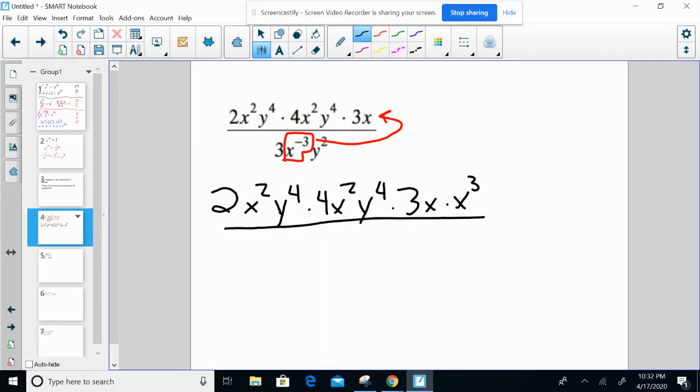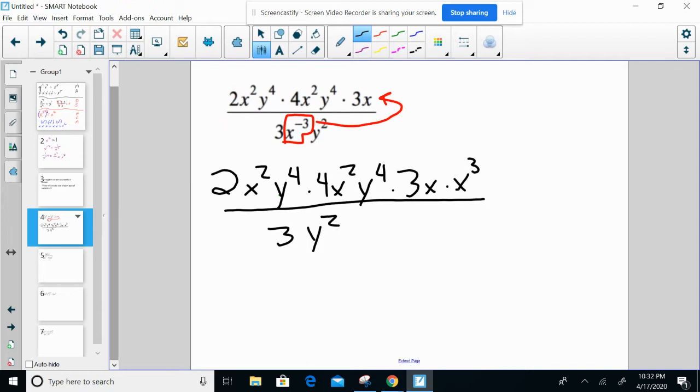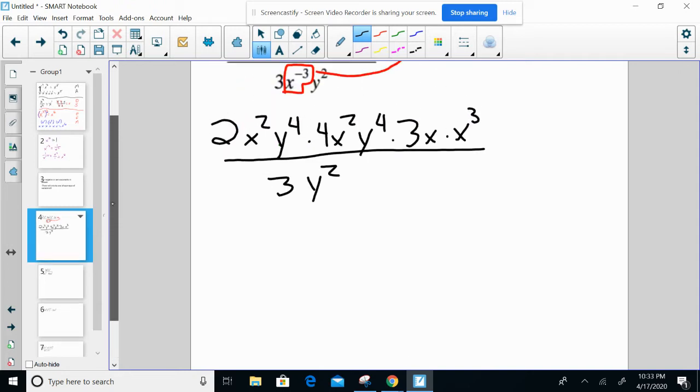And on the bottom, the 3 stays. Please remember the 3 is separate from the x to the negative 3. The only thing that moves is the base and the exponent. Now from there, we have no more negative exponents. So far, so good. We don't have 0, we don't have negative exponents. Now we need to simplify this to where we only have one x and one y. Everything on top is being multiplied, so deal with the top, then deal with the bottom. When you look at the bottom, it looks pretty good. There's nothing you can combine.